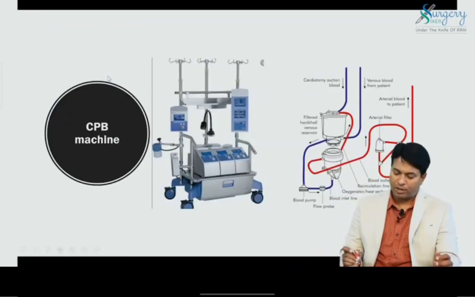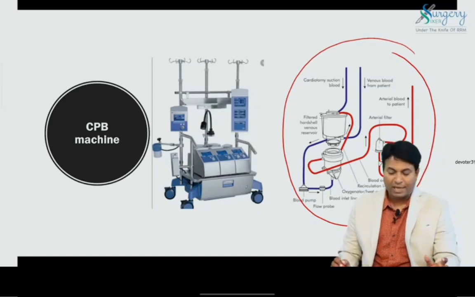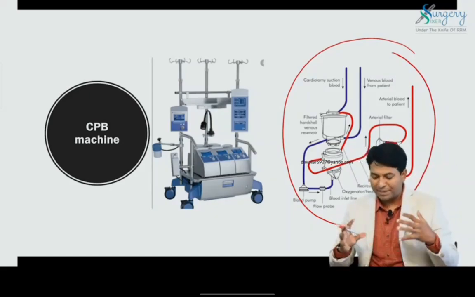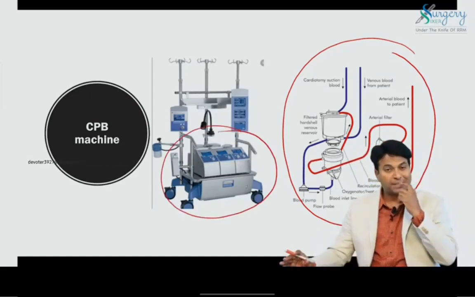Please don't forget, this is a cardiopulmonary bypass machine, and this picture is taken from Williams, showing how the circuit works. The circuit does oxygenation, removal of foreign bodies, and maintaining temperature. Everything is done by this circuit. This is a cardiopulmonary bypass machine.